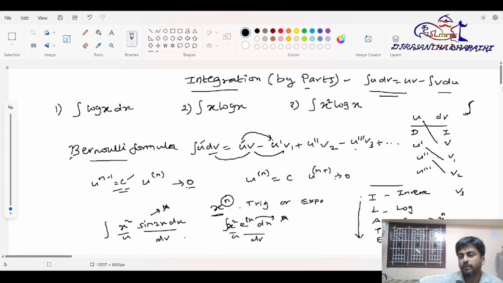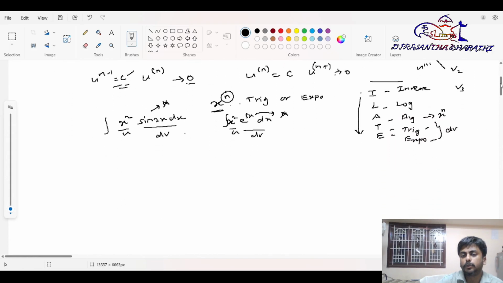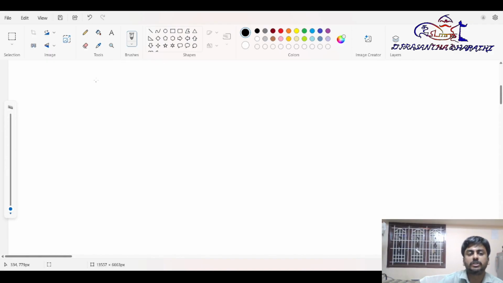Okay, so here are some examples I am going to show you. First, we shall start with Bernoulli's formula, that is integral u dv equal to uv minus u dash v1 plus u double dash v2 minus u triple dash v3 plus etc. Suppose I have the integral of x square sine x dx, what can I do? Here you have to choose your u and so on.